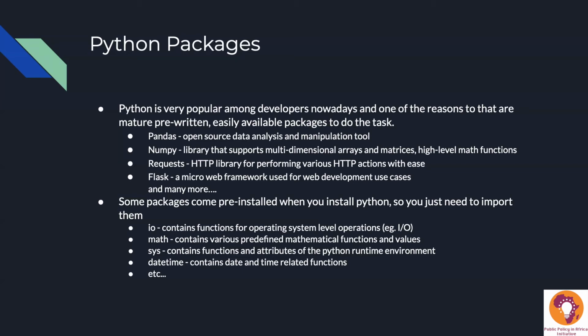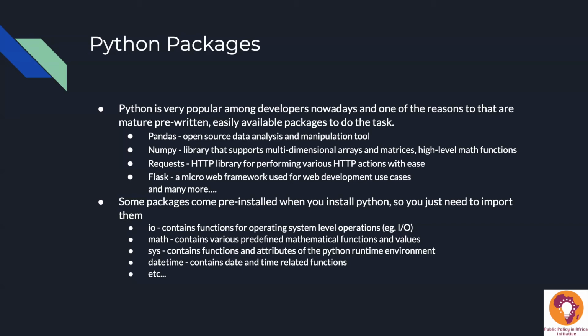And then there's Flask. Flask is a really popular micro web framework used for web development use cases. It really simplifies developing a website using Python. There's another package called Django that's a heavier package, but it's also used for web development use cases. The difference between Django and Flask is Flask doesn't necessarily come with databases and all that stuff already provisioned in your web application, whereas a Django application does. So there are different packages for different use cases.